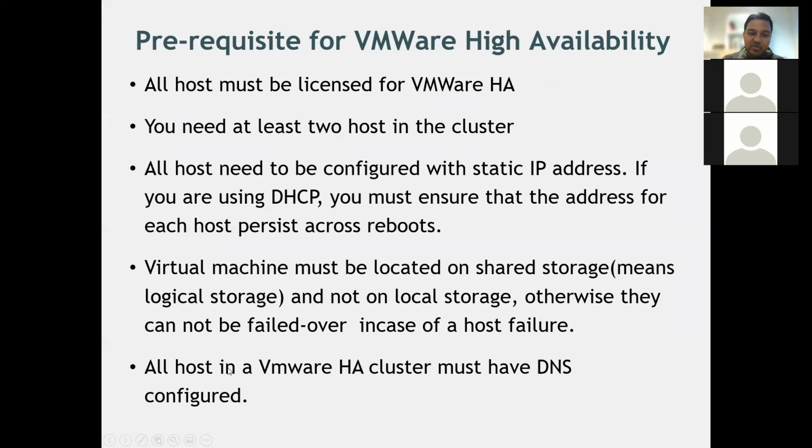And all hosts in VMware should be in a cluster and must have the domain name system configured. And now you can understand why Facebook, WhatsApp, and Instagram went offline for 6 hours. Maybe something in the configuration had an issue. Okay.